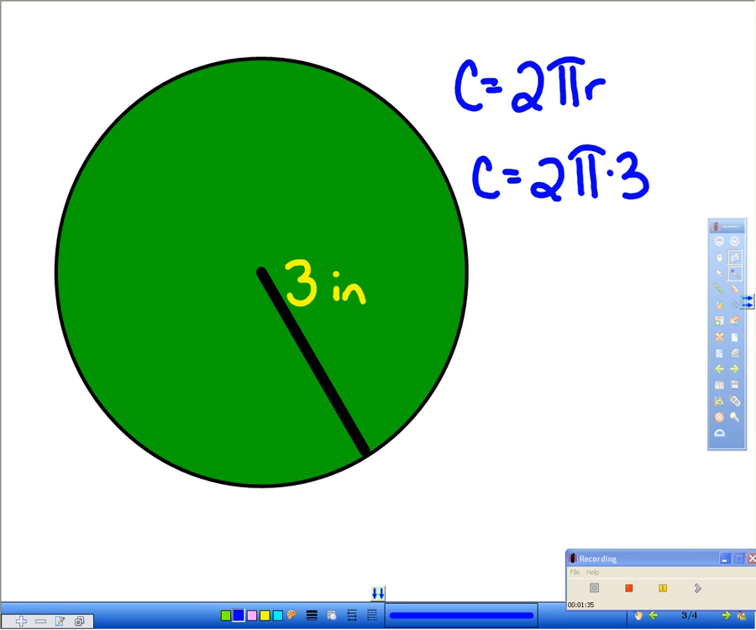you could either use 3.14 or you could use pi. If you did that, we're going to round to the nearest tenth also. So circumference equals 18 and 8/10 inches. And because we're just talking about circumferences, we don't square it or anything like that. We just use the units, 18 and 8/10 inches.